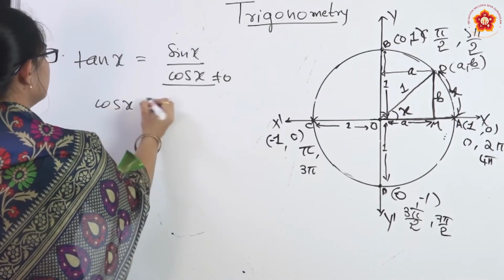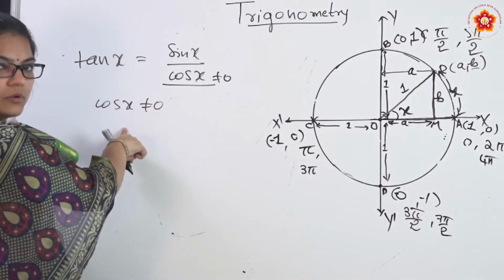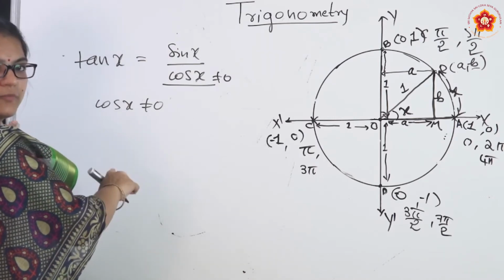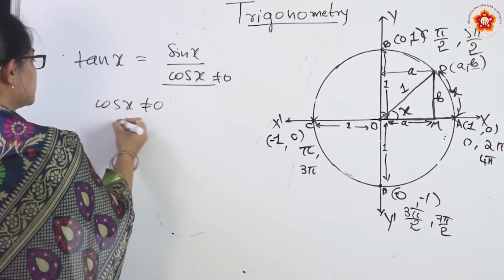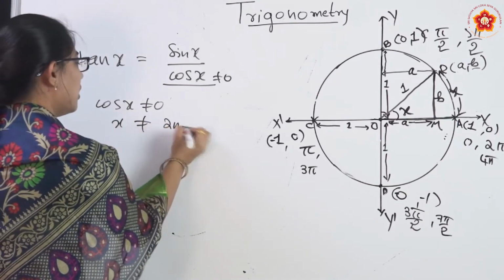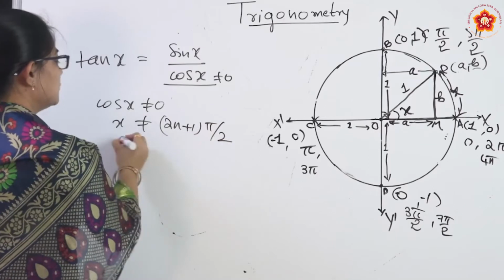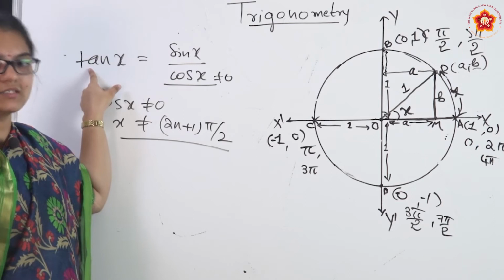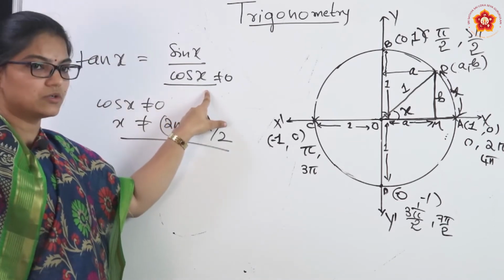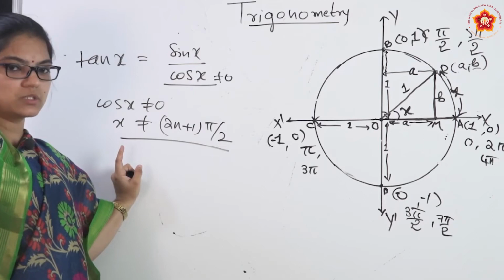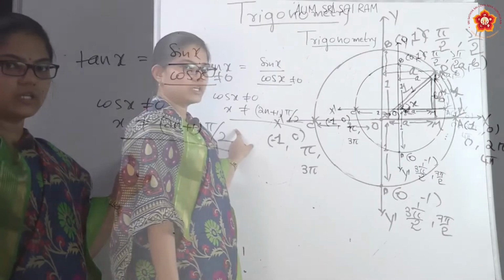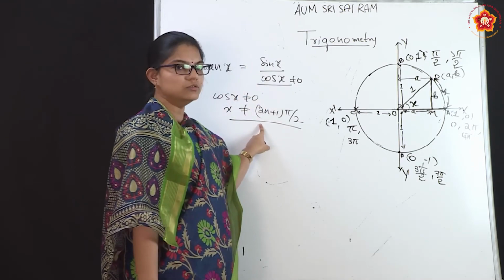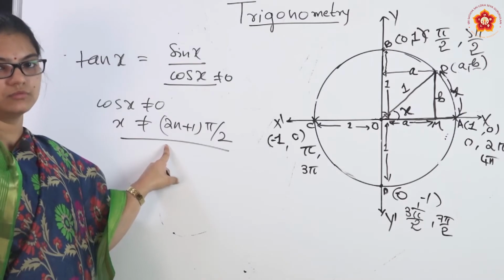Cos x not equal to 0 means what? When will cos x be equal to 0? I have told you cos x will be equal to 0 for x an odd multiple of pi by 2, right. So cos x not equal to 0 means x not equal to an odd multiple of pi by 2. So for such angles you will have the tan x value, that is tan x is defined for cos x not equal to 0, that is x not equal to (2n plus 1) pi by 2. Therefore, we can define tan x as sin x by cos x for x not equal to (2n plus 1) pi by 2.